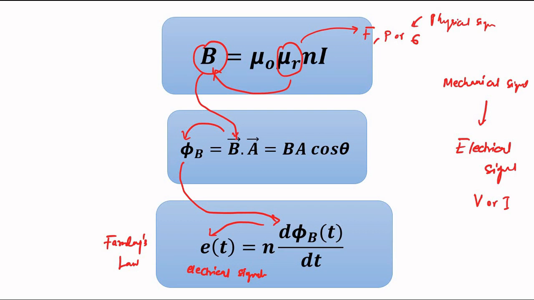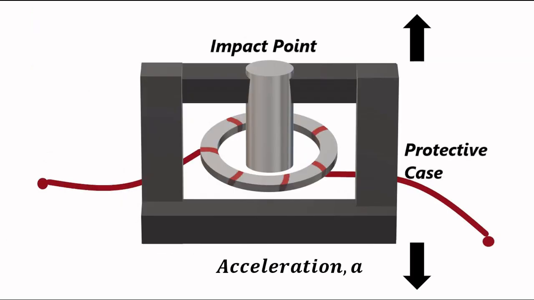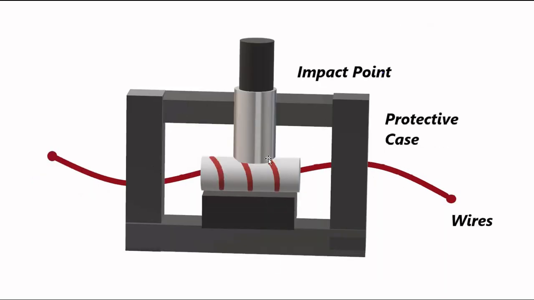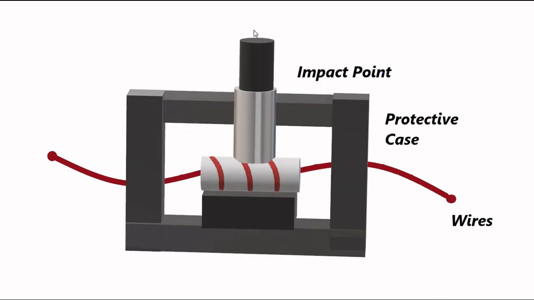Now the design, the construction, is the same. We have a ferromagnetic coil which can be in the form of a solenoid or a toroid. Then we have a protective case, then we have wires for the measurement of the EMF. Now the main design principle used here is that this thing channelizes the whole impact, the mechanical parameter, the force, the stress, the pressure, whatever. When it is subjected to acceleration, that force is channelized here at this point, the impact point.